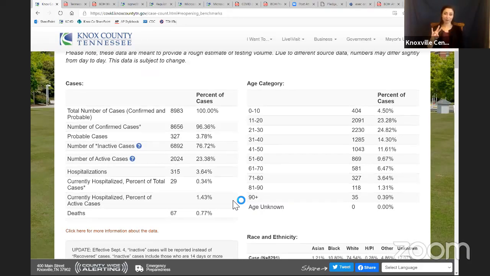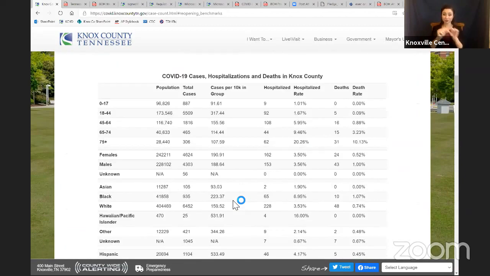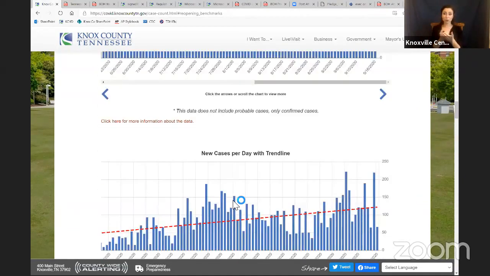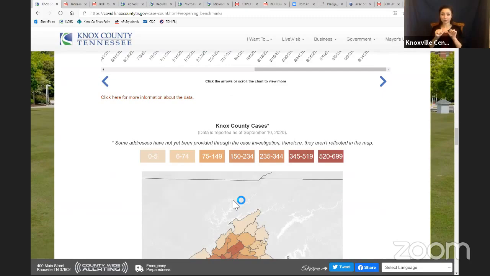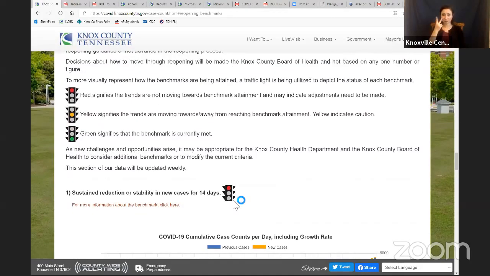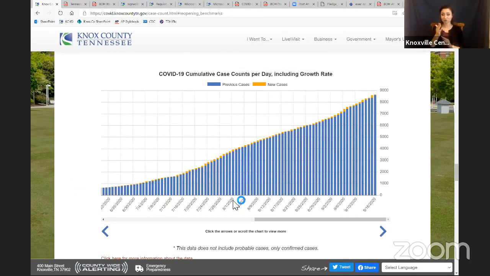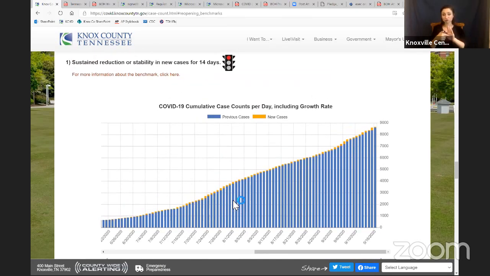So our first benchmark, sustained reduction or stability in new cases for 14 days. Last week, we saw 5 consecutive red flags. This week, we have seen 2 red flags. All of this indicates a statistically significant increase in cases. Because of this, we are representing this benchmark as red.